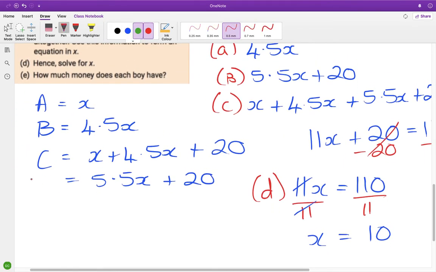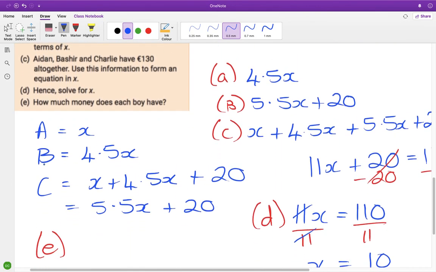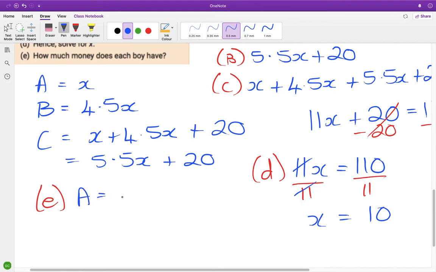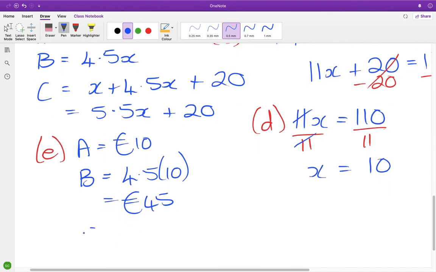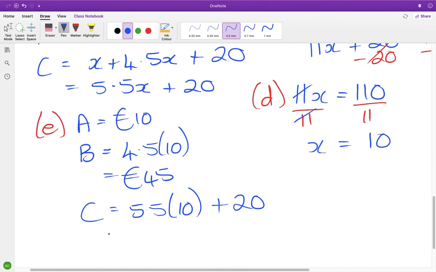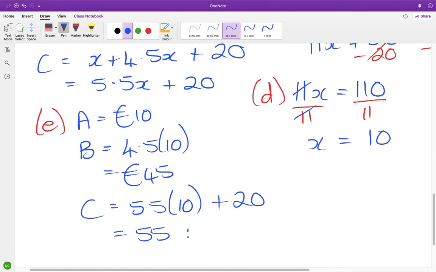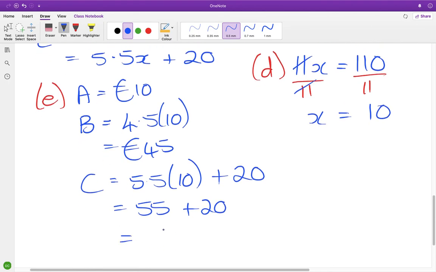Okay, and then E is how much money does each boy have? So who was A? Aidan. So Aidan had x, which means he just has €10. Bashir had 4.5 times x, so he has €45. And Charlie had 5.5 times x plus 20. So he had 55 plus 20, which means he had €75.